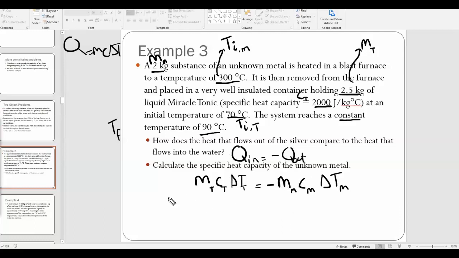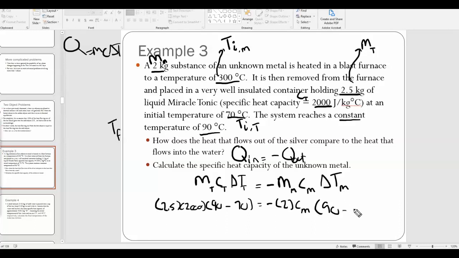So mT is actually 2.5, cT is 2000, delta T, the final temperature is 90, so it's going to be 90 minus the initial temperature of the tonic, which was 70. And that's equal to minus, don't forget the minus sign, it's really, really important. The mass of the metal is 2. c of the metal is unknown. And then delta T of the metal, the final temperature is 90.